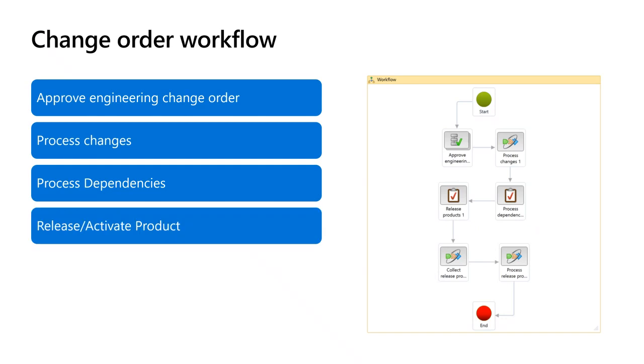The next task is a release or activate product. Once the dependencies are taken care of, then the new engineering product version needs to be activated into the engineering organization. Note that this task is just a placeholder to activate the version. It does not automatically activate the product version.